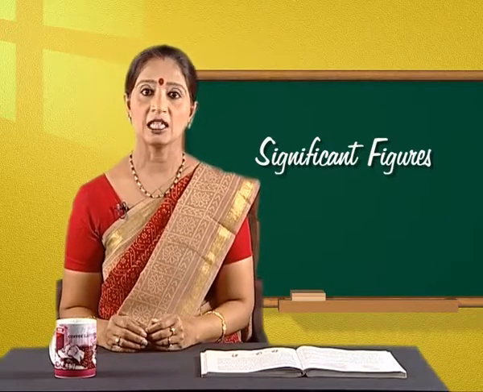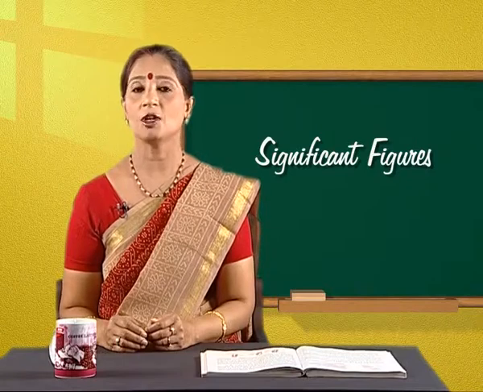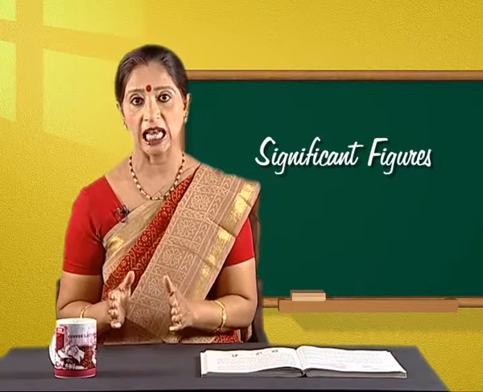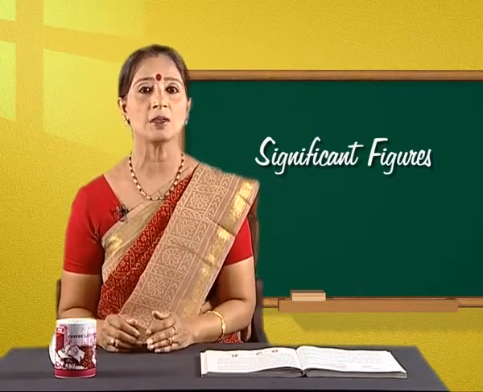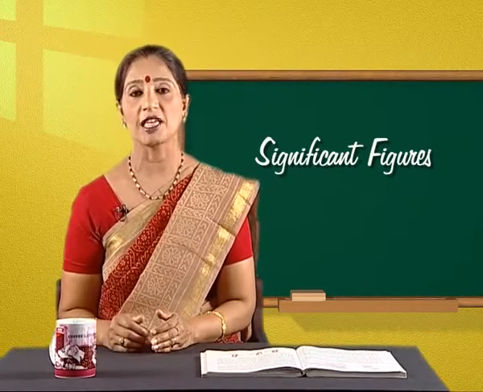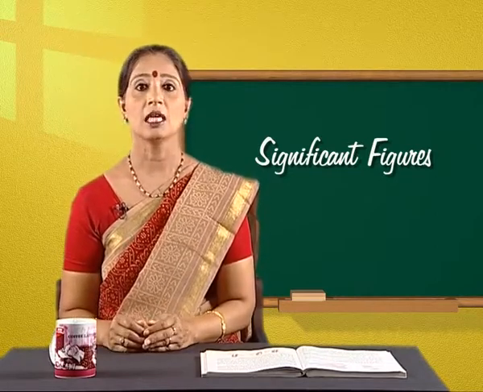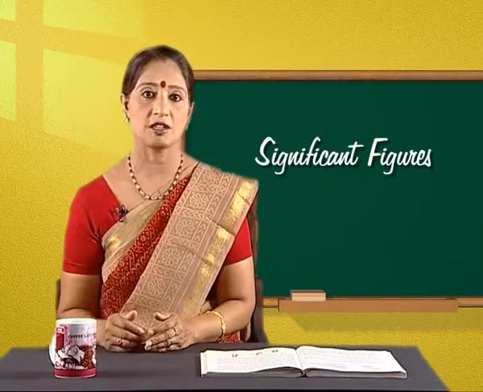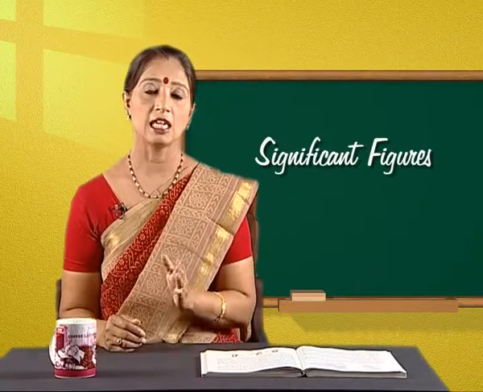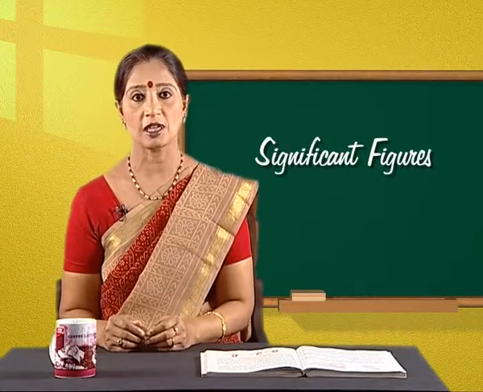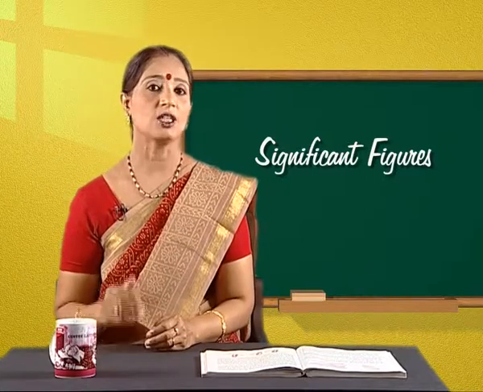Accuracy of a data depends upon the number of significant figures. The number of figures in a result that are known with some degree of reliability are simply the number of significant figures. For example, the number 13.2 is said to have 3 significant figures, whereas the number 13.20 is said to have 4 significant figures. Let us try to understand what is a significant figure.